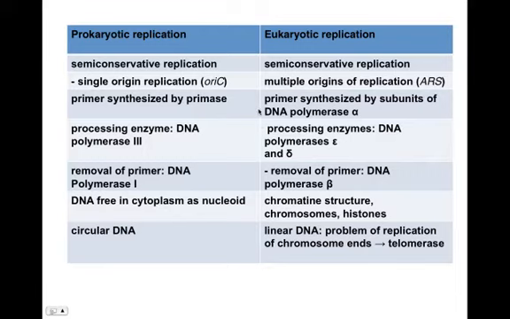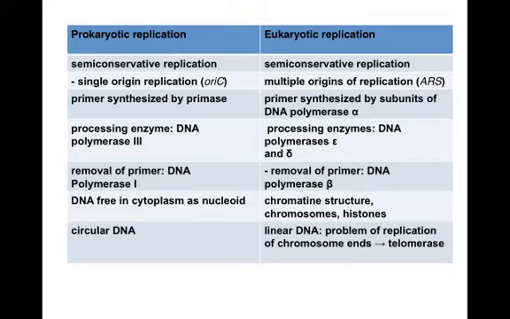Synthesis in both cases requires primers. The primer in both cases is an RNA primer, and in prokaryotes, that is provided by an enzyme called a primase. In eukaryotes, the primer is provided by DNA polymerase alpha, and within that polymerase alpha, there is a subunit termed the primase.